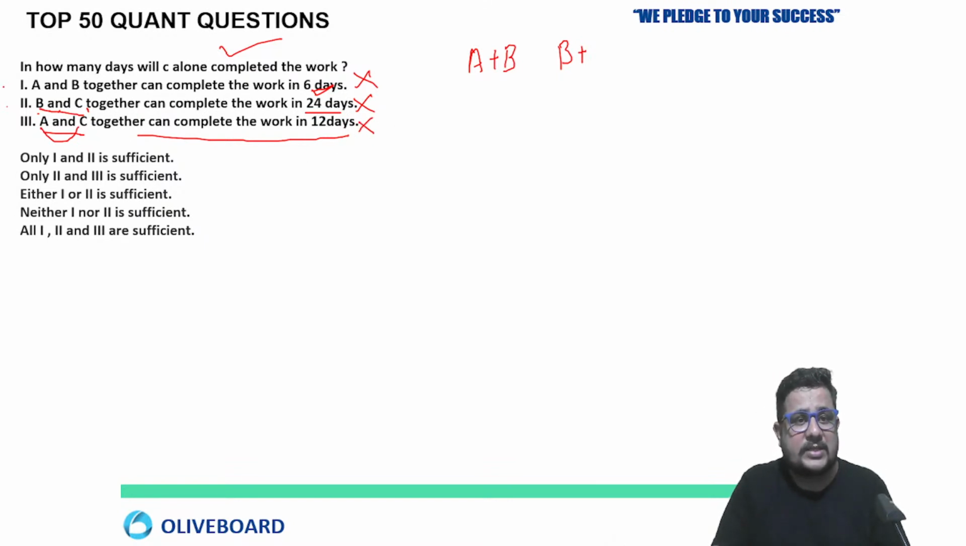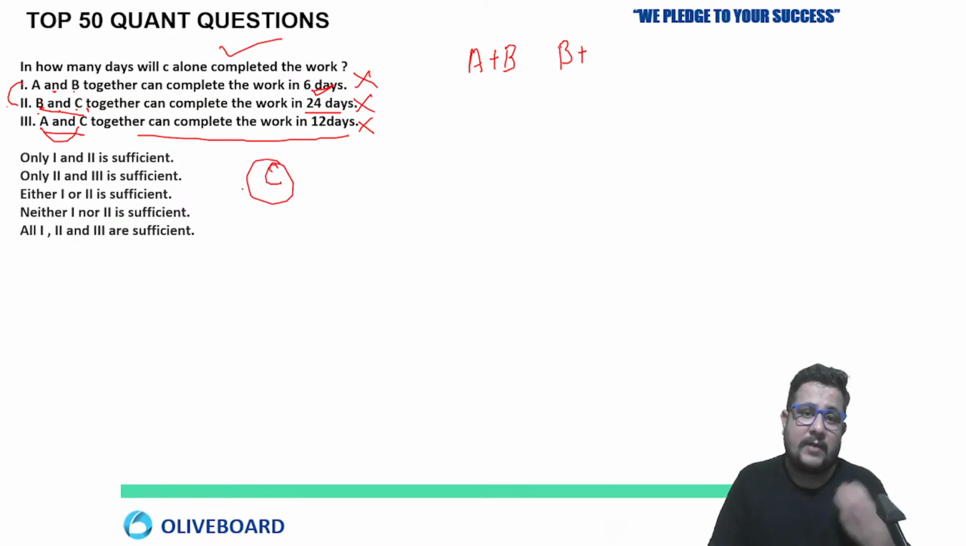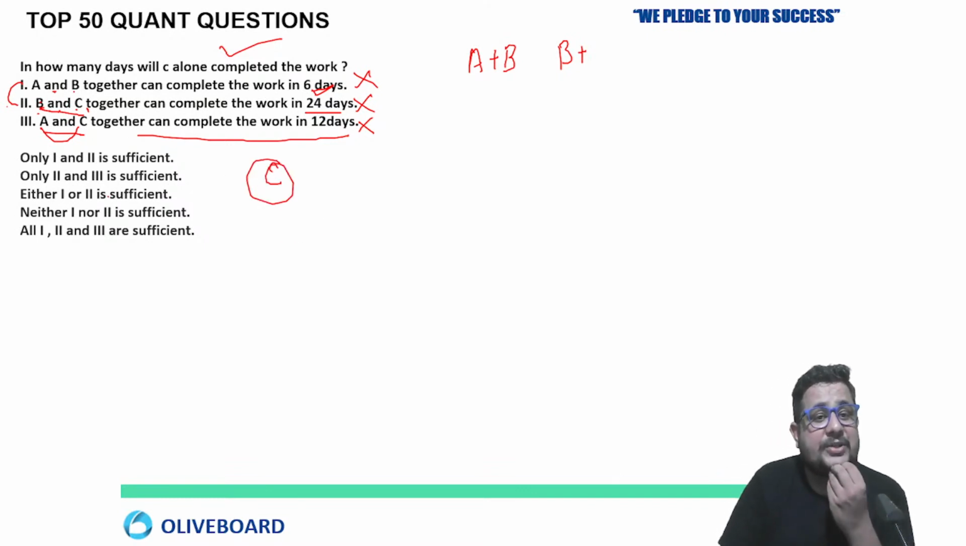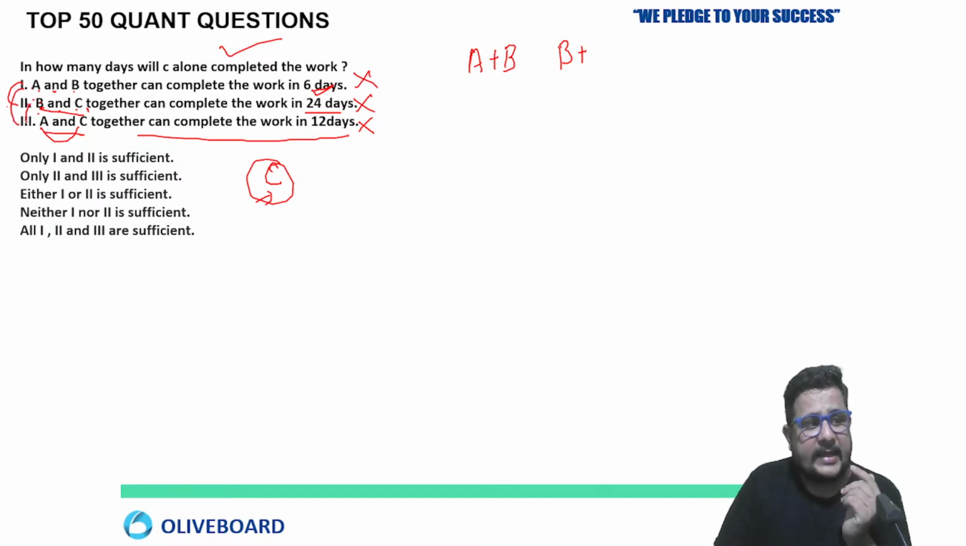Now if you merge first and second together, so A plus B, B plus C, by this can you get the efficiency of C and total work? Total work we can get, but we can't get the efficiency of C by using A and B, first and second together. First and third, no. Second and third, no.